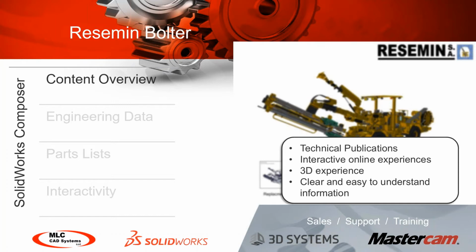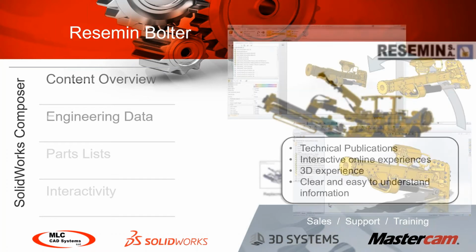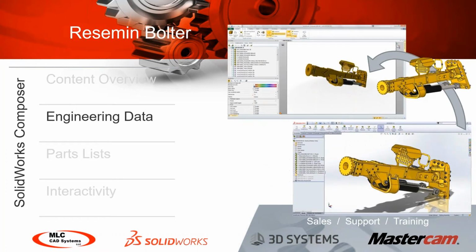Now, I've shown you just a few aspects of the type of interactive documentation that we can actually create, but I want to spend some time now inside of the actual software. I don't want to get too detailed on the actual procedures for creating documentation, but I want to show you how easy it is for Composer to leverage your SOLIDWORKS data. So the first thing we're going to look at is engineering data. How can we leverage data that already exists to better facilitate the creation of these technical documents?